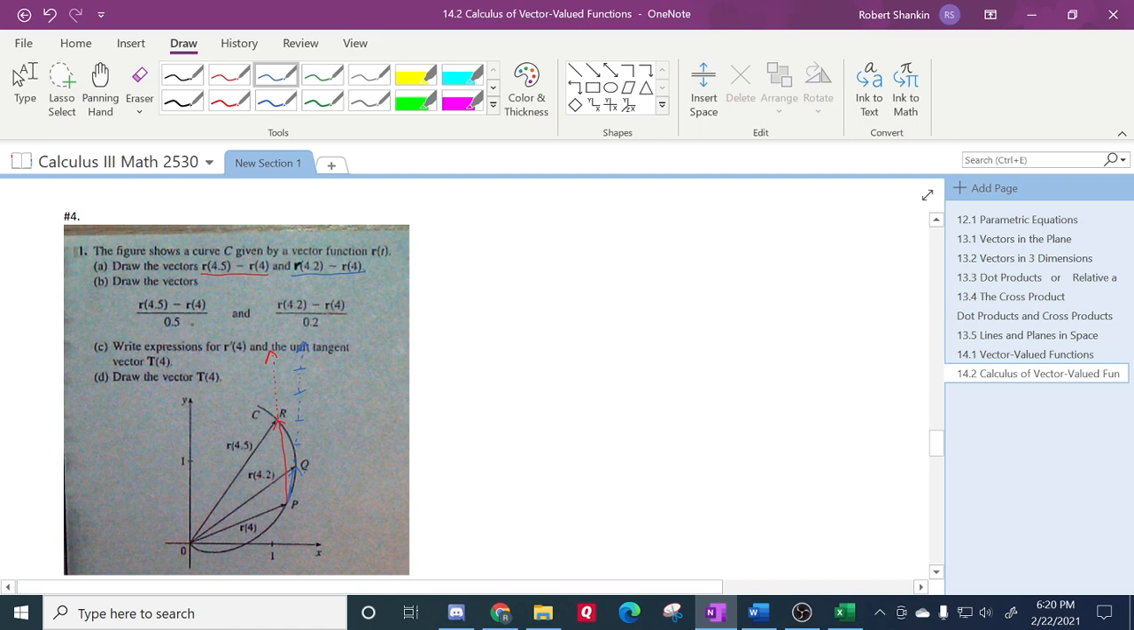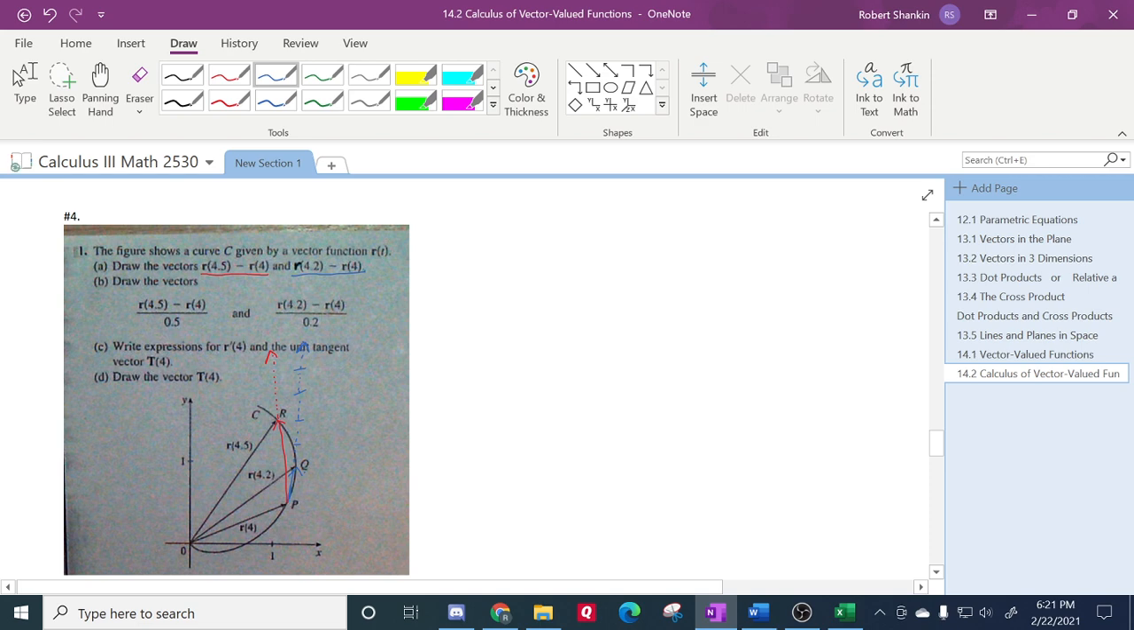And this part is kind of tricky. So go to your group chat, and I'm going to give you a little bit of time here to see if you can write an expression for r prime of 4. Now, I'll give you a hint. The expression you're writing for r prime of 4 is going to give you the exact value of r prime of 4. Exact value. And then for the unit tangent vector T of 4.